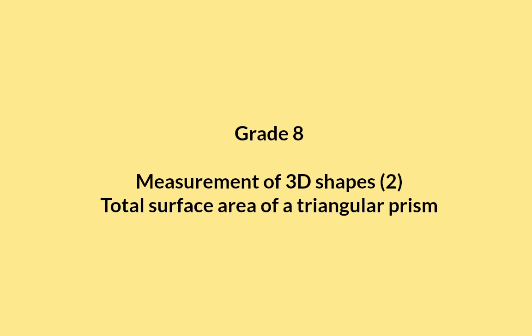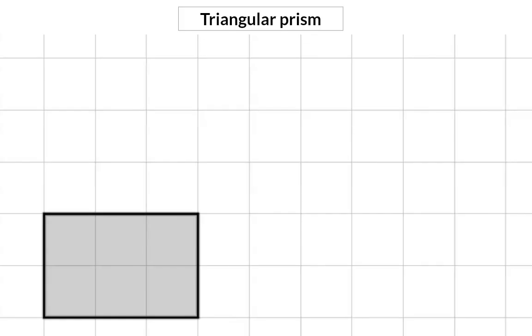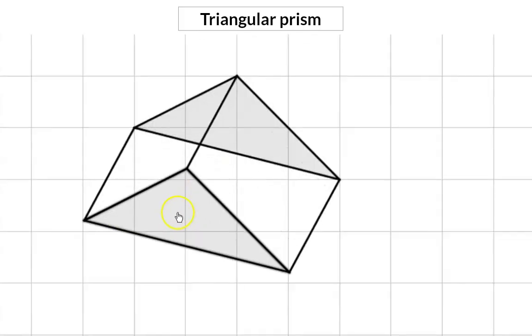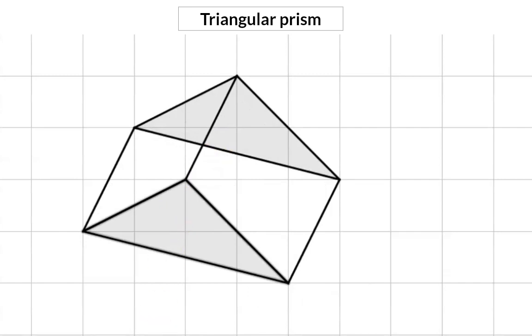In this video, we have a look at the total surface area of a triangular prism. A triangular prism has a base figure that is a triangle, and this is then stretched out to form a prism with triangles on either side.